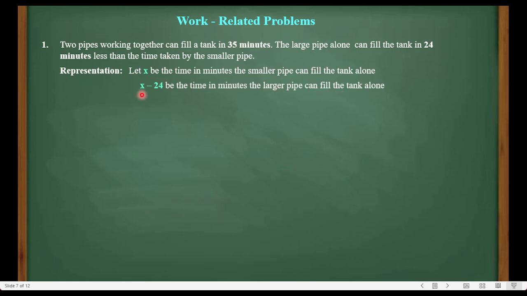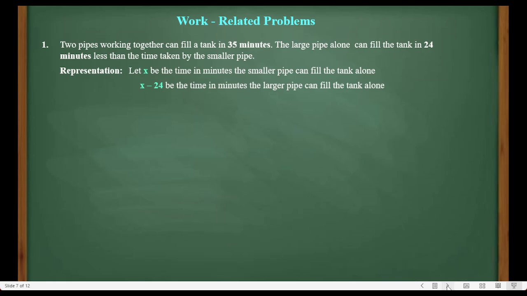be the time in minutes the larger pipe can fill the tank alone. Why is it x minus 24? Because according to the problem, the larger pipe alone can fill the tank in 24 minutes less than the time taken by the smaller pipe. And that is how we translate it by this expression, x minus 24.